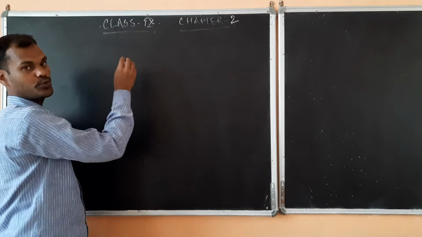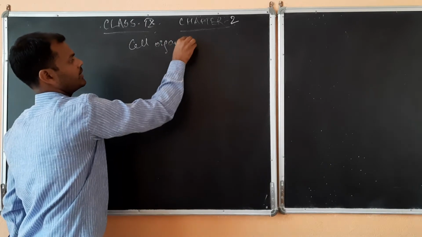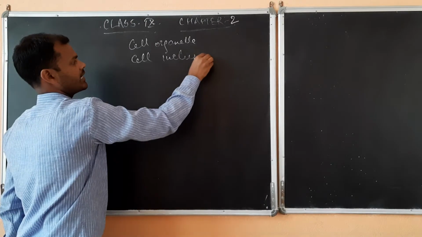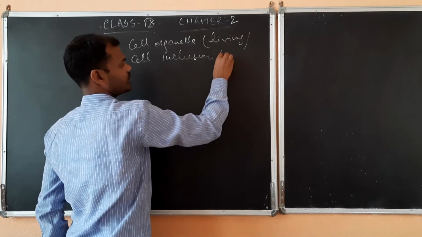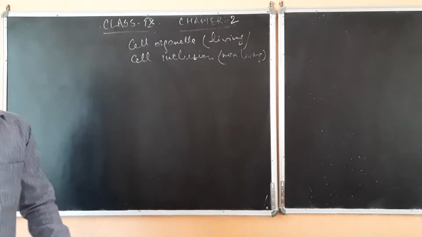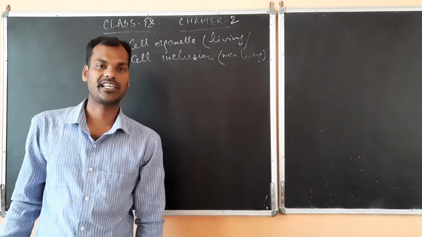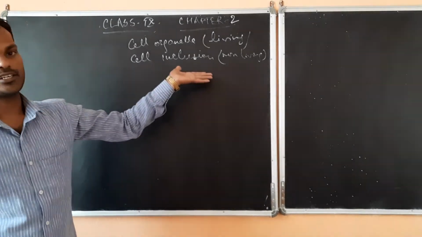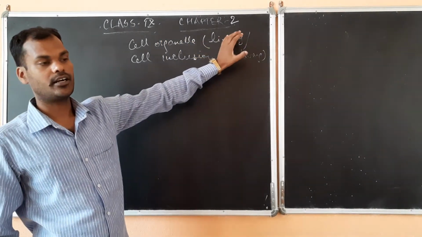So, a cell has two components: one is the cell organelle and another is the cell inclusion. Cell organelles are the living components, and cell inclusions compose the non-living components. Basically, the non-living components comprise different types of carbohydrates, fats, proteins, lipids, nucleic acids, all that compose the cell inclusion. And cell organelles compose the living components of the cell.